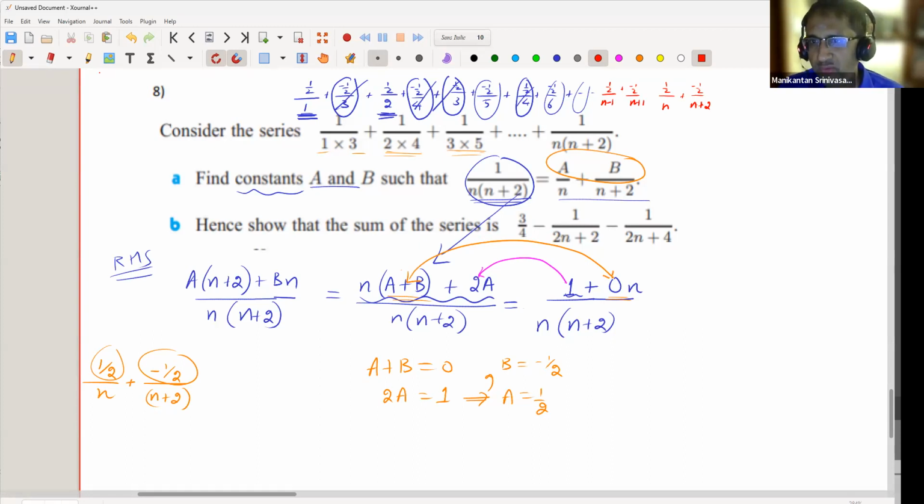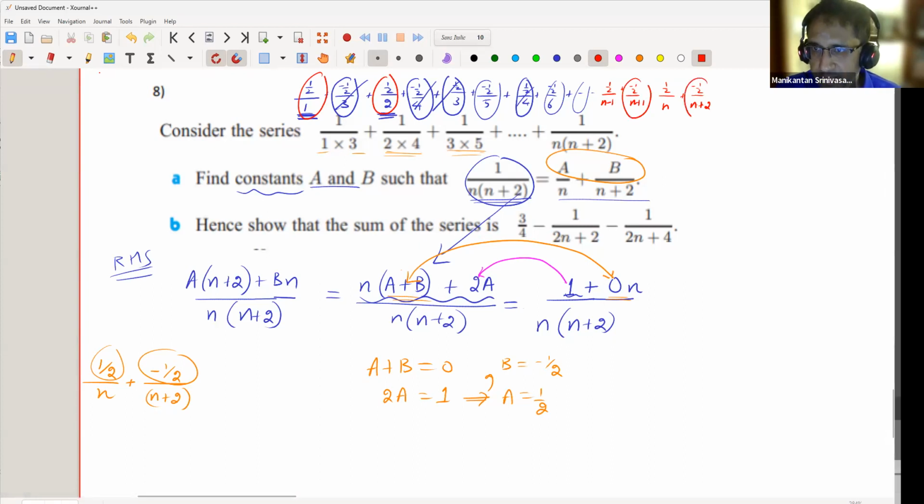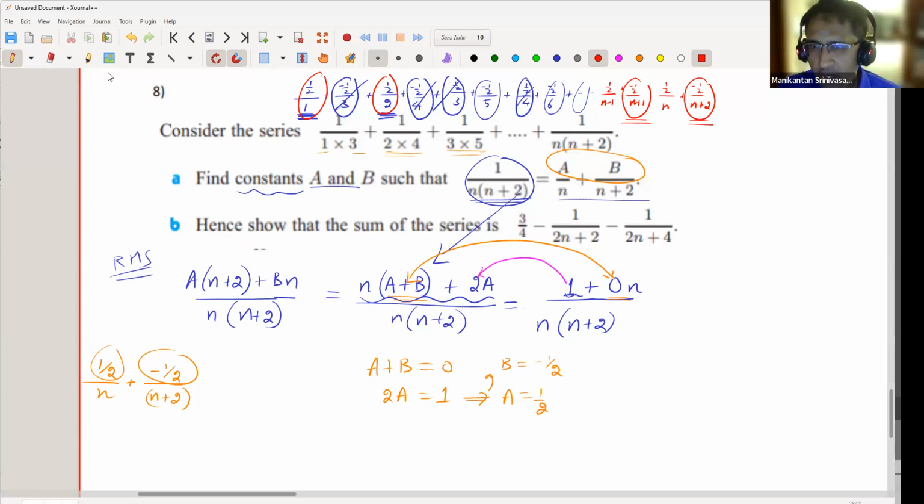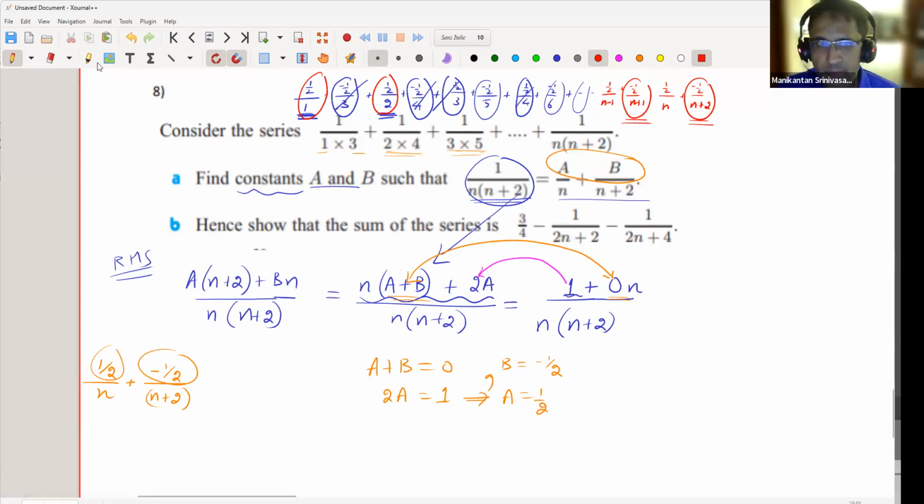So what will finally prevail would be the half by 1, the half by 2, and then in the subtraction term it will be these two, the second term of the last two. So minus half by n plus 1 and then minus half by n plus 2. You can work it out and you can see it for yourself later.